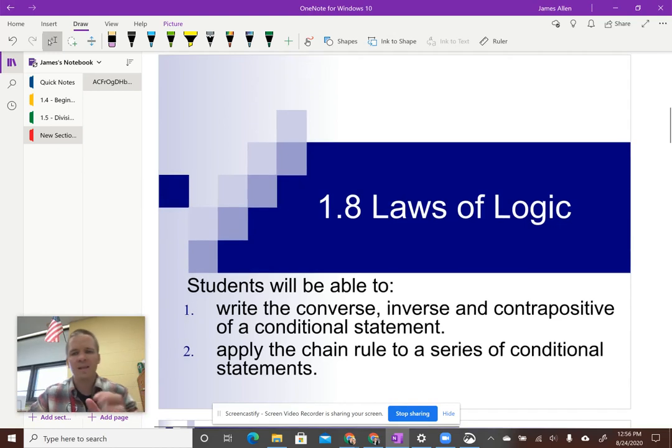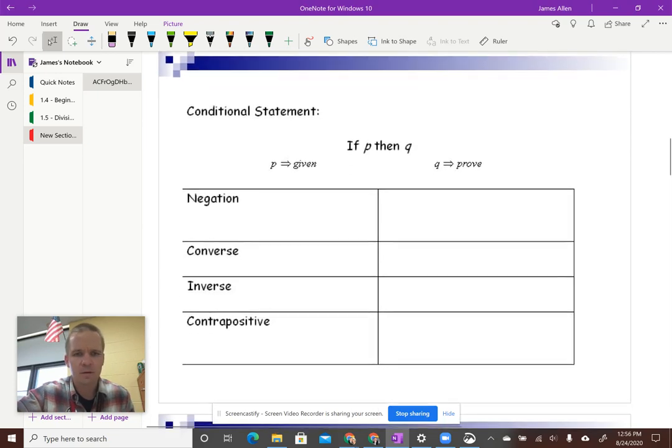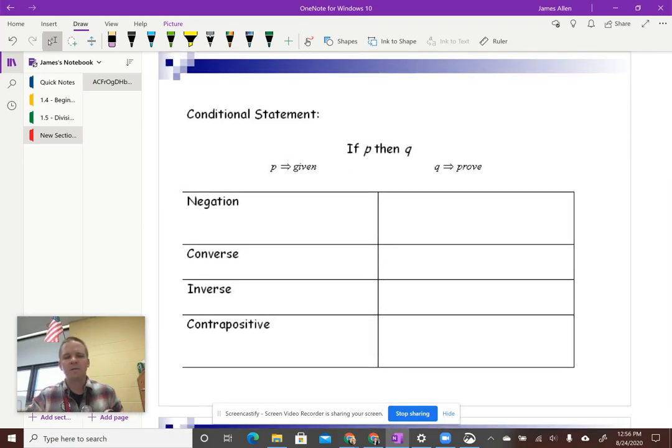All righty, 1.8, laws of logic. We're going to be talking about the converse, inverse, and contrapositive of a conditional statement. We're going to apply the chain rule, and we're going to do some kind of weird logic statements, but just go with it, okay? It's meant to get you thinking in a logical way, in a step-by-step way. But it is a little weird, I'll be honest. You'll see what I mean. You'll be like, yeah, that is weird. Definitely weird. All right.